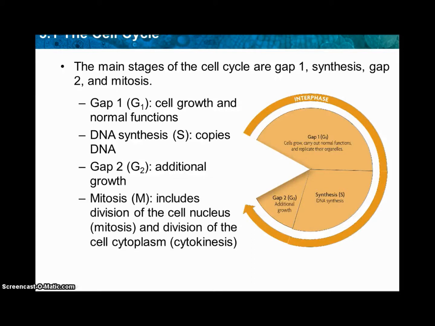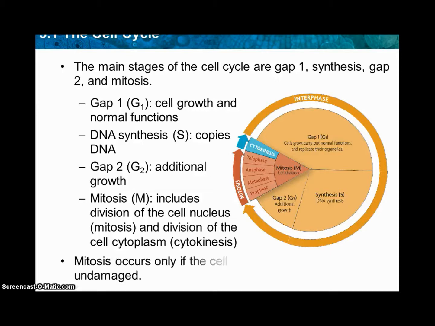The last one is mitosis, and there are 5 different stages of mitosis, okay? Prophase, metaphase, anaphase, telophase, and cytokinesis. We're going to be talking about those all next section, so you're going to get to know those very well. What you have to know about mitosis for this section is that it divides the nucleus, which is mitosis, and the division of the cytoplasm, which is cytokinesis. Mitosis occurs only if the cell is large enough and DNA is undamaged, and they check it during the G2 phase.